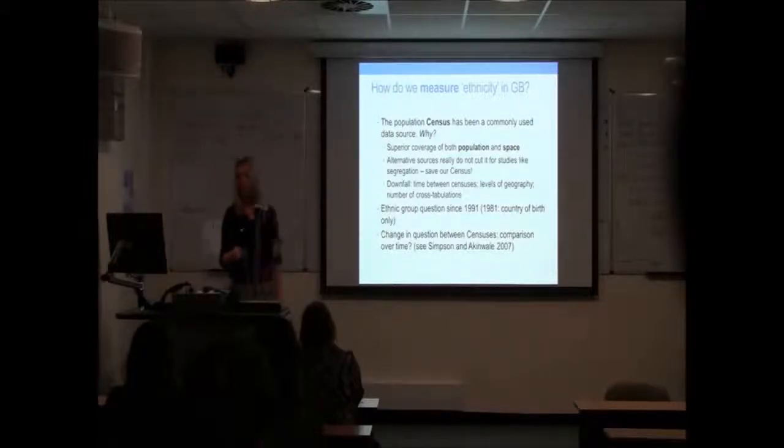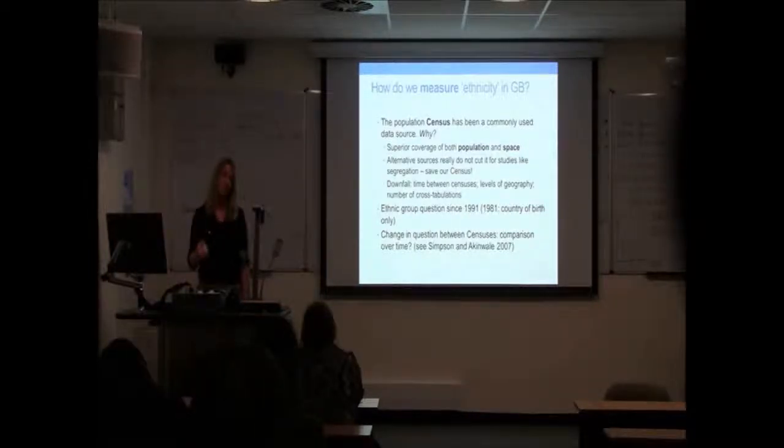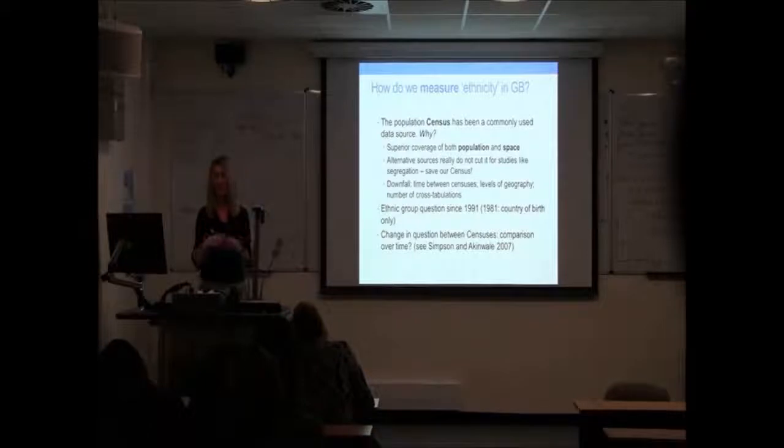Levels of geography as well. Now I said that was an advantage of the census, but it can be a disadvantage too. The smallest geographical area at which data are released in the census is the output area, and the average population of that is about 300 people. So these are small areas, but if you really want to get to the nitty-gritty of a neighbourhood, a really small geographical area, then maybe sometimes 300 people is actually a little too large.